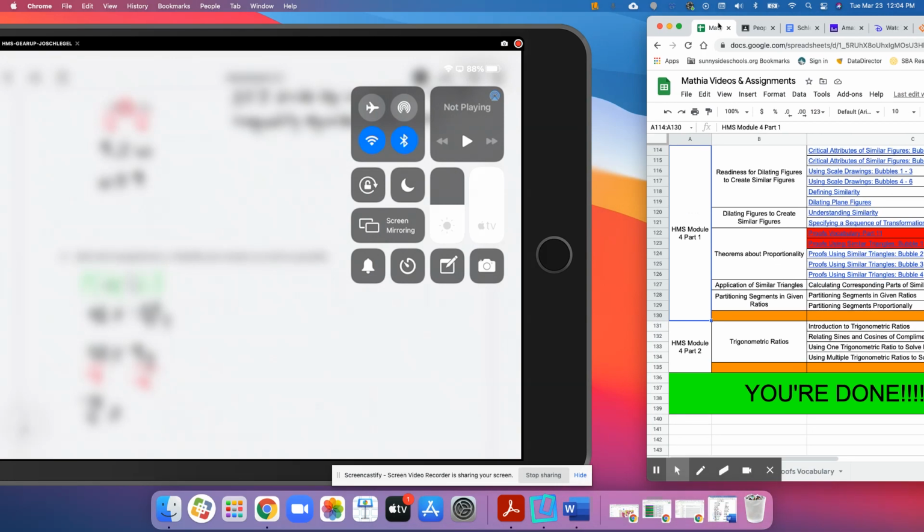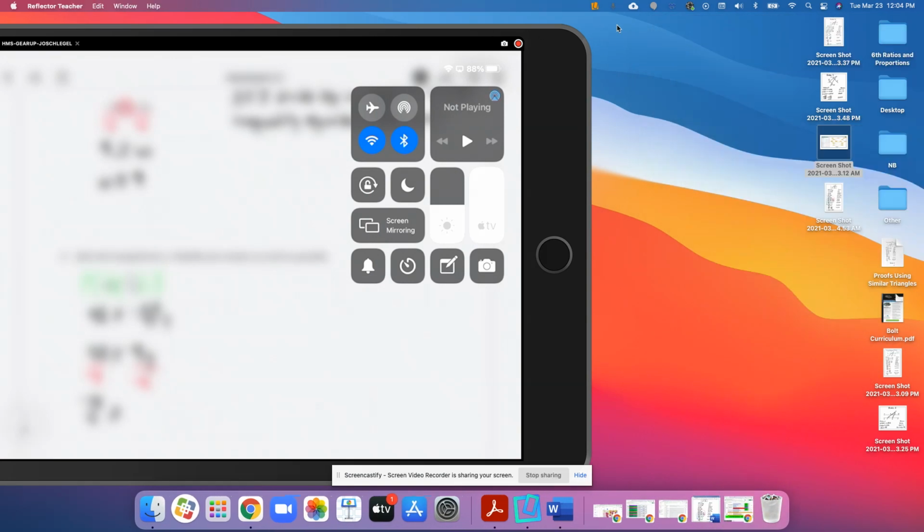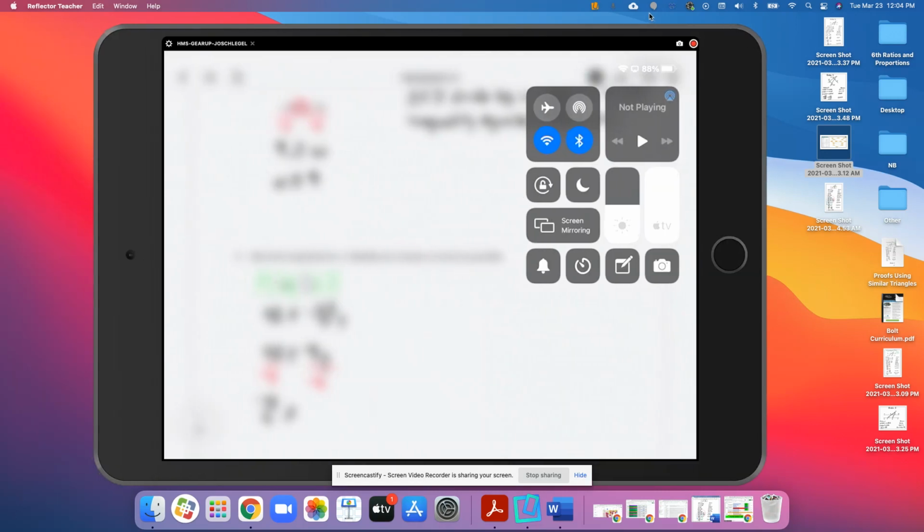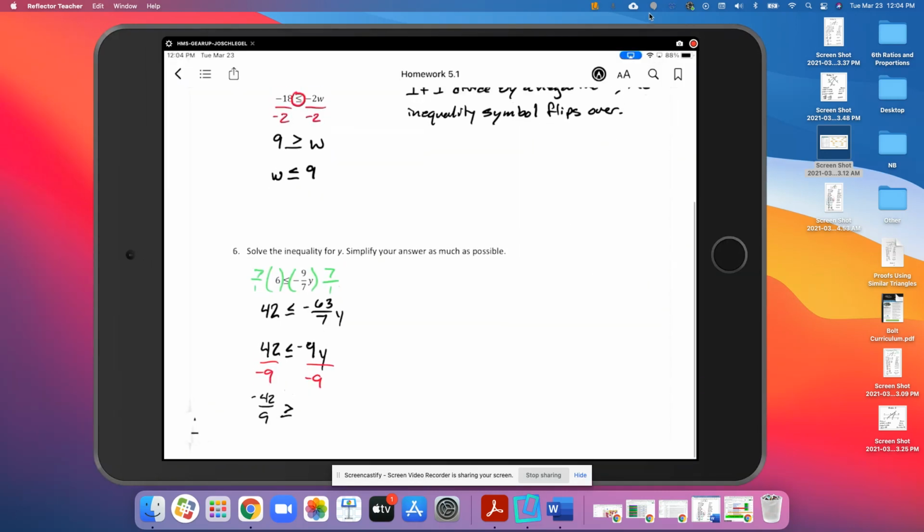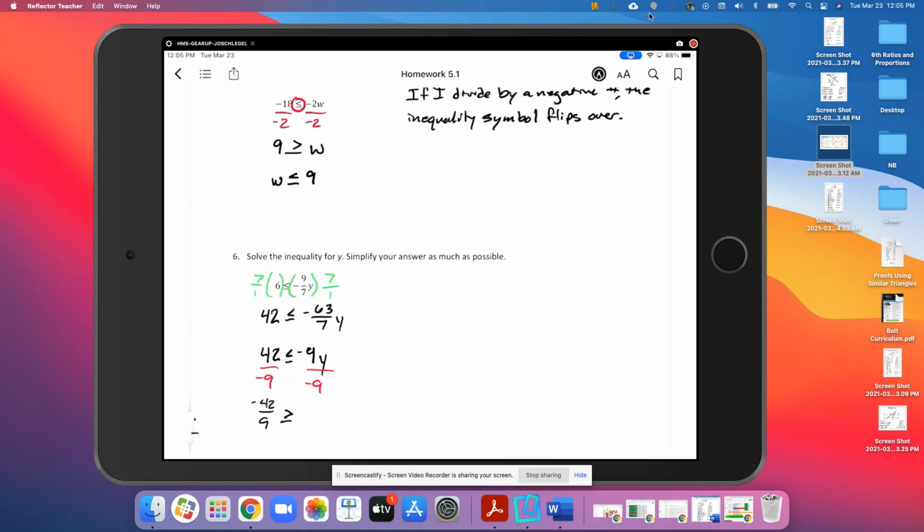All right, folks, goofy tech issues today is the name of the game. Okay, so we're on the last problem here. Let's punch it out. We had negative 42 over 9 is greater than or equal to y. And I think Alex would not like that because both of those are divisible by 3. So we would divide both of those by 3, and we would get negative 14 over 3 is greater than or equal to y.